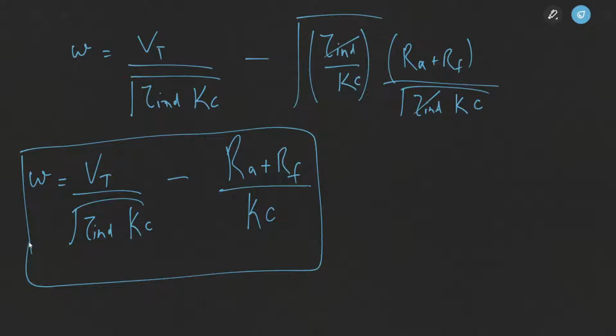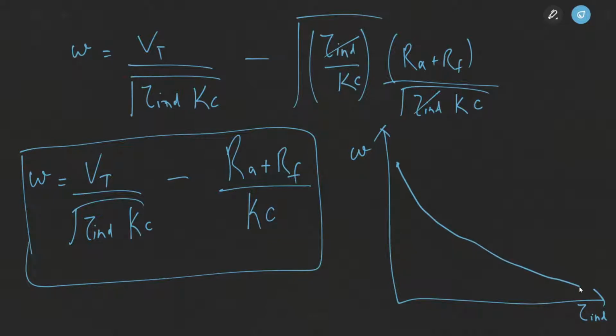Now using this equation you can plot omega with respect to the torque induced in the motor. Once you plot this equation, the characteristic will start from here, and you will see it will have a sharp drooping characteristic. The speed will fall very quickly with respect to increasing torque of the motor.